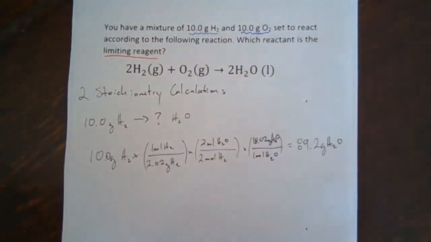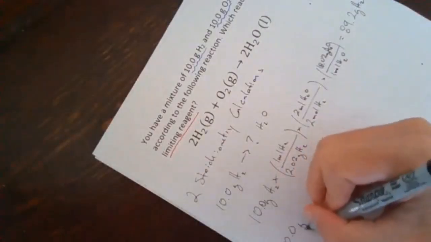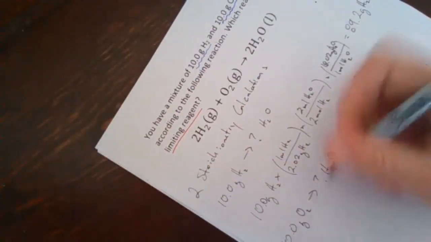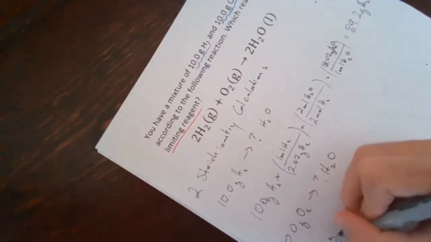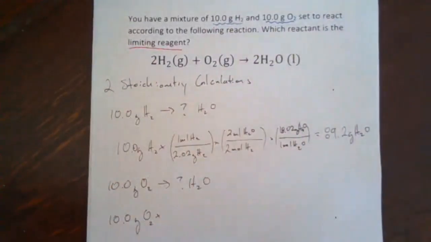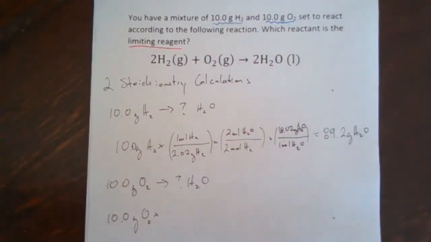But we also have this other reactant. So the other question I'm going to ask is, if I have 10 grams of O2, how much water can I make from that? I figured out for H2 how much water. Well, for O2, how much water? And again, that's going to be the same type of stoichiometry calculation.